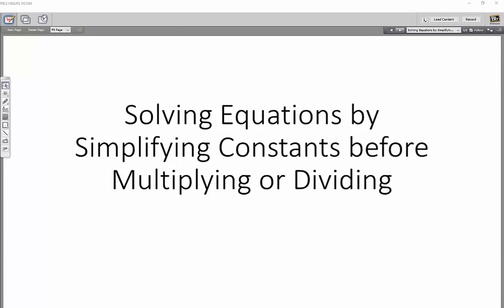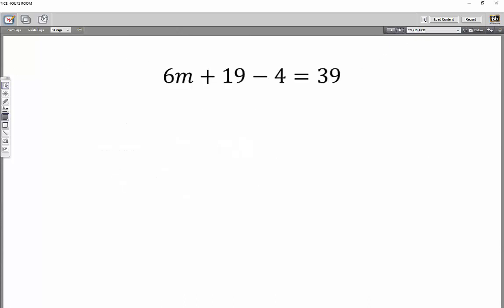Today we are going to solve equations by simplifying constants before multiplying or dividing. You will find that this process is extremely similar, if not identical, to the process we used for adding and subtracting. We're going to gather our constants, simplify, get them on the same side of the equation, and then solve for our variable. Let's take a look.